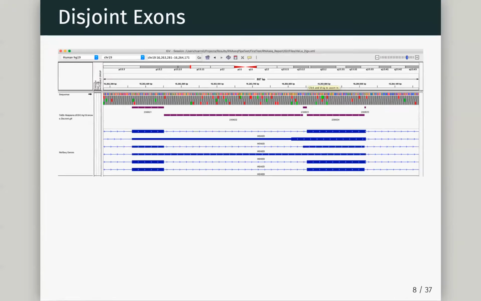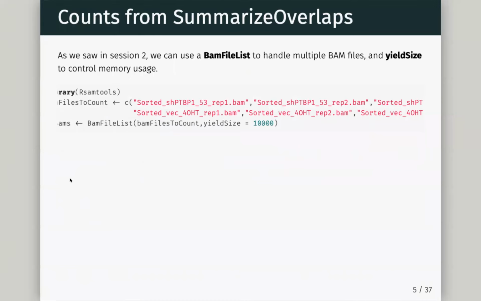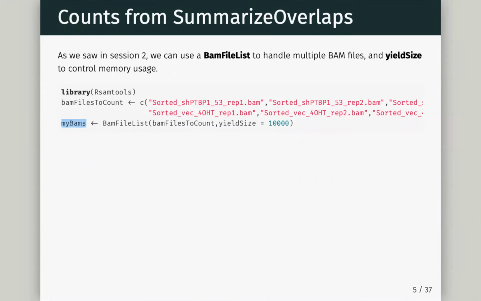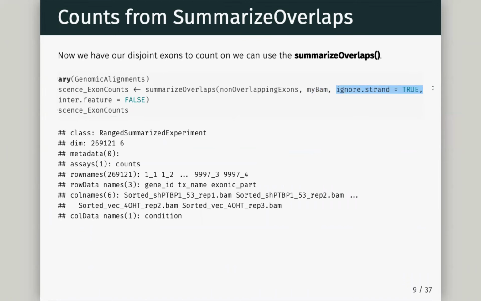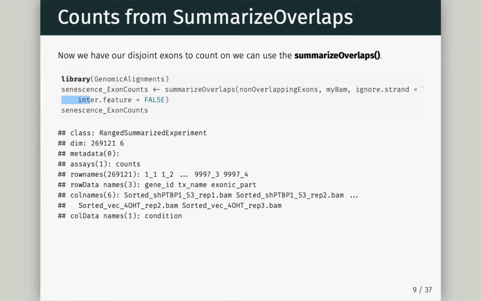We'll give it, here I think I'm just giving it one BAM file, but I could give it the BAM file list, my BAMs. I think this is just called myBam here. I'm going to tell it ignore.strand equals true, and that means it's strandless. Your genomic center can tell you this. Finally, I need to set a new feature just for this counting, and that is inter.feature equals false.